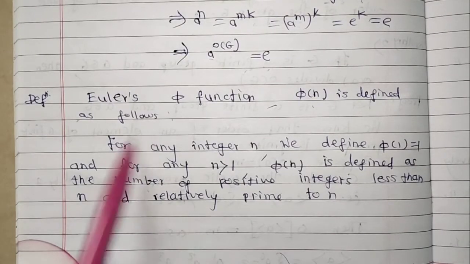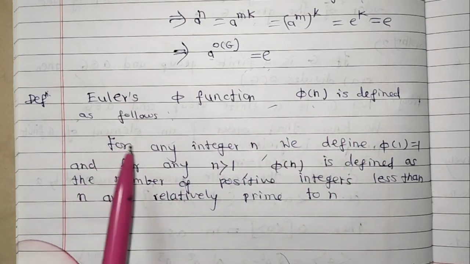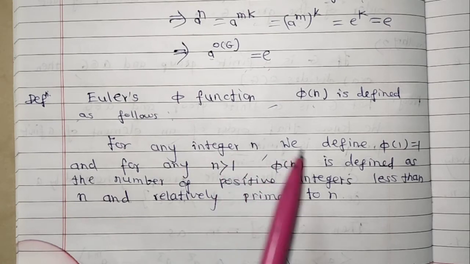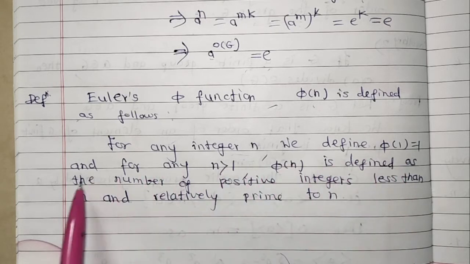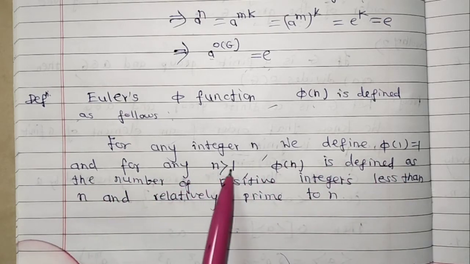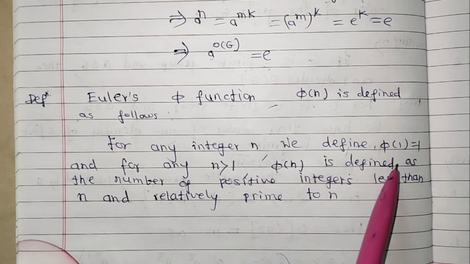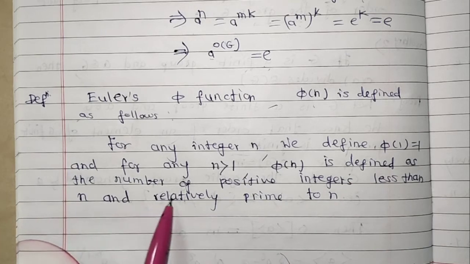Now we consider one definition of Euler's phi function. Phi of n is defined as follows. For any integer n, we define phi of 1 equal to 1, and for any n greater than 1, phi of n is defined as the number of positive integers less than n and that are relatively prime to n.